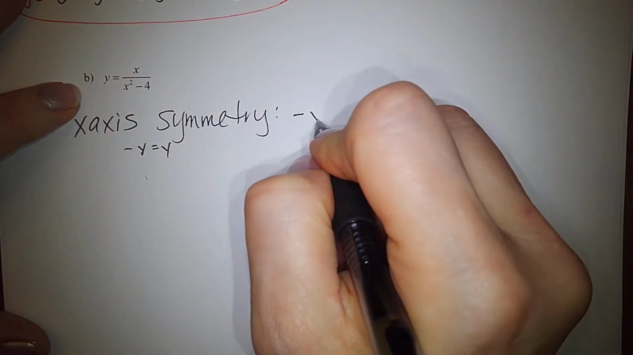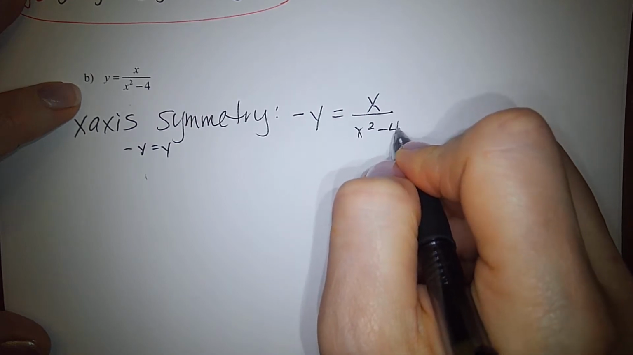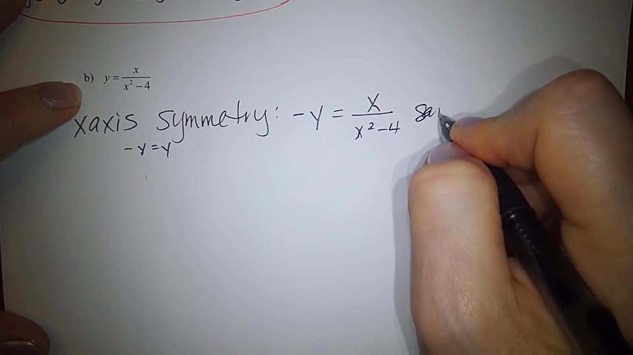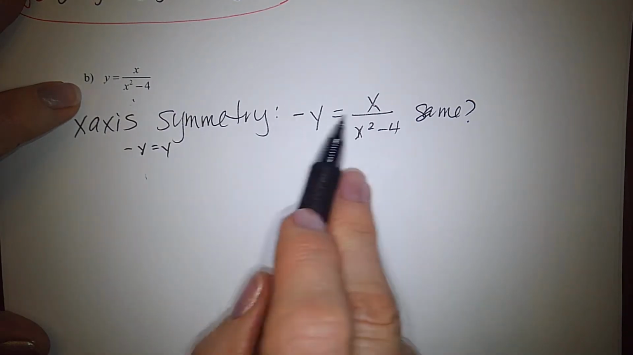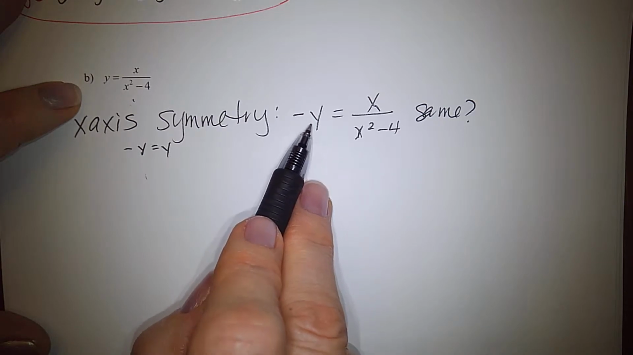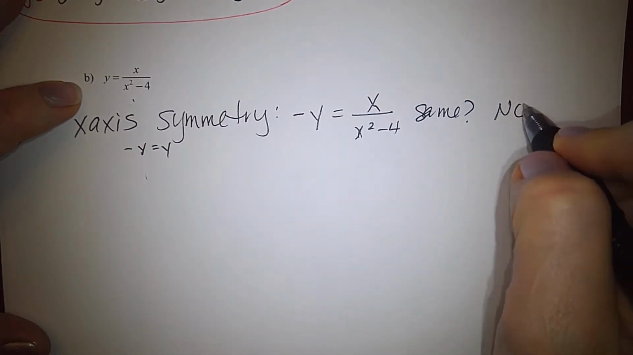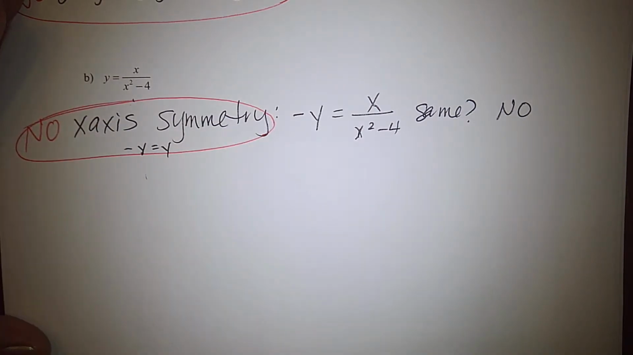So that gives me negative y equals x over x squared minus 4, and ask, is that the same as what I started with? Well, clearly not. The left side is now negative. It's not like the negative disappeared. Since they are not the same, that means I do not have any x-axis symmetry.